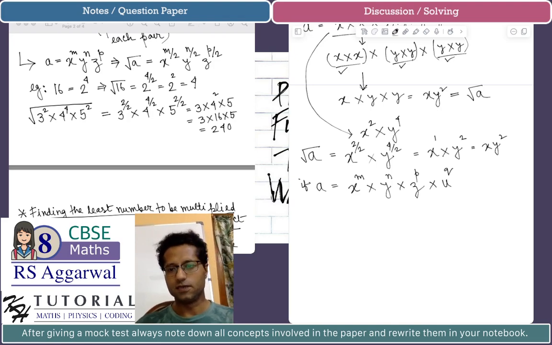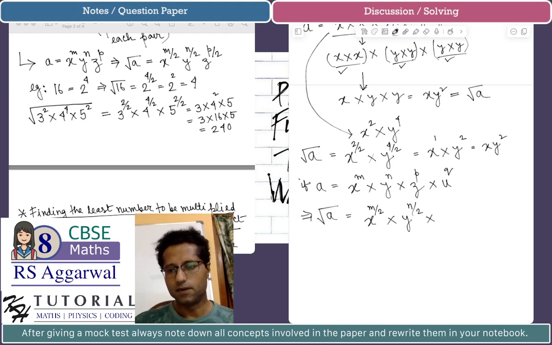So if the prime factors of a are x, y, z, and u, and a is expressed as the product of x to the power m, y to the power n, z to the power p, and u to the power q, then the square root of a will be, you divide all the powers by 2: x raised to the power m by 2, y raised to the power n by 2, multiplied by z raised to the power p by 2, multiplied by u raised to the power q by 2.